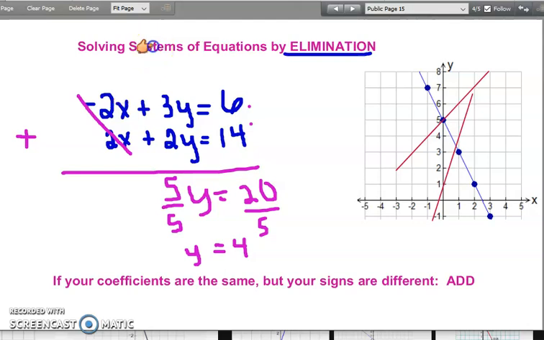So when you're solving systems of equations by elimination and you have coefficients that are the same but your signs are different, add them.